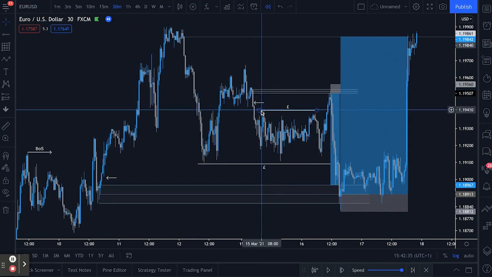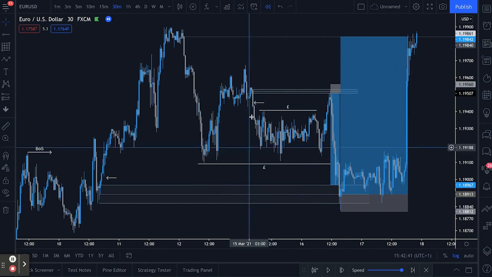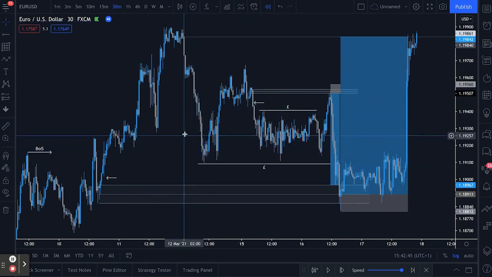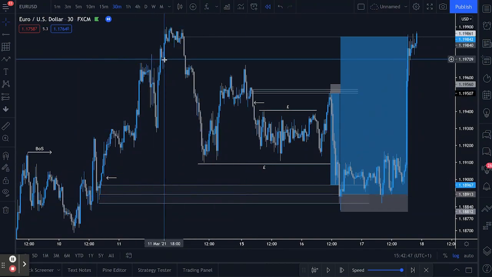Now, as you can see, obviously we've got retail sellers at this high. We have retail breakout traders above the high. We have retail buyers in these lows. So using everything I just told you, it's very likely that the liquidity is going to be swept out both ways. Now you can see the imbalances, the liquidity, everything has been swept out.